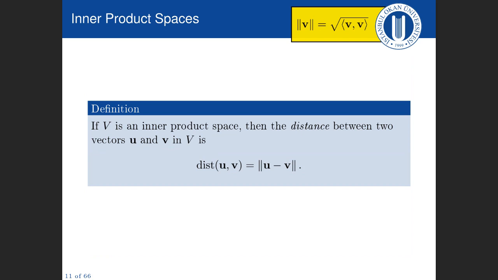If V is an inner product space, then we can define the distance between two vectors to be the norm of u minus v.